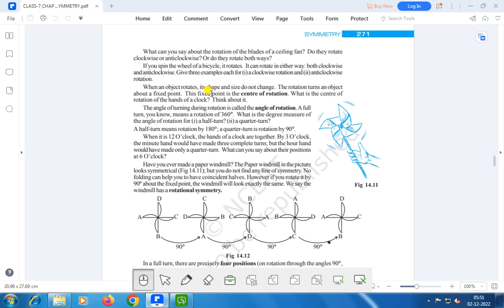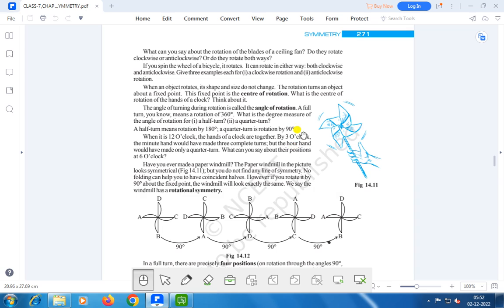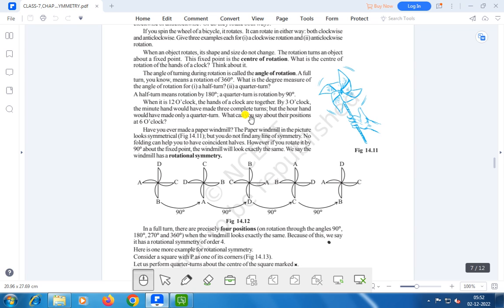When an object rotates, its shape and size do not change. The rotation turns an object about a fixed point. The fixed point is the center of rotation. What is the center of rotation of the hands of a clock? Think about it. The angle of turning during rotation is called the angle of rotation.